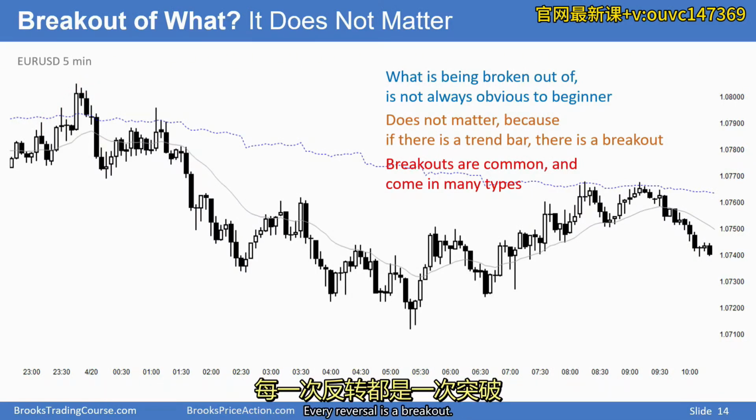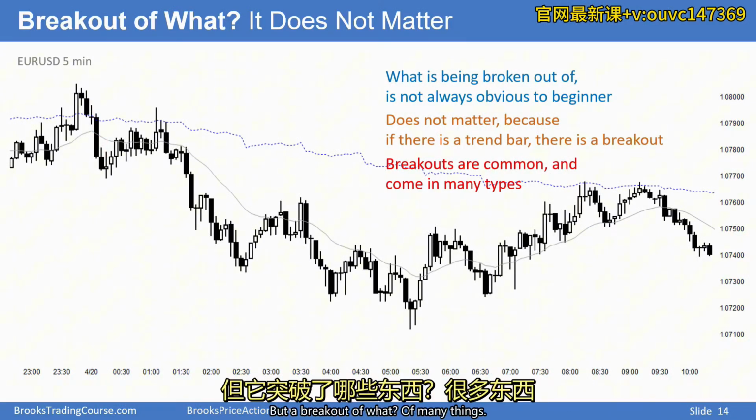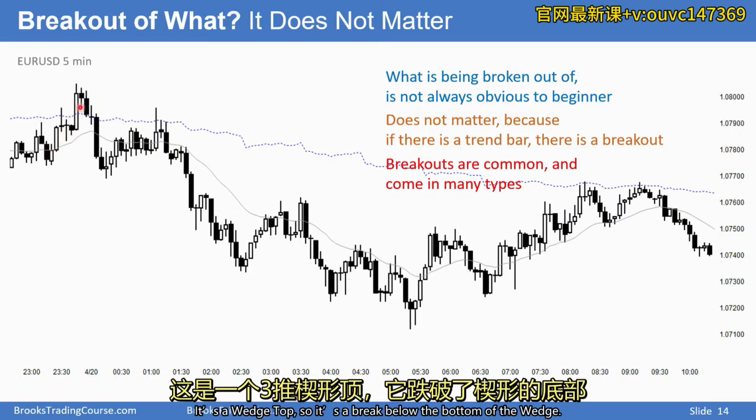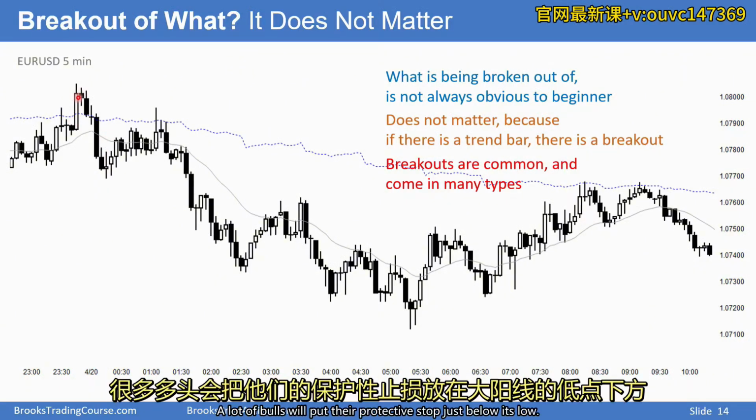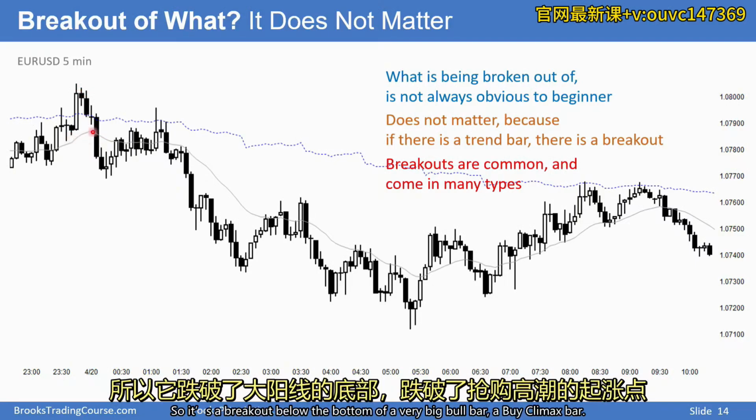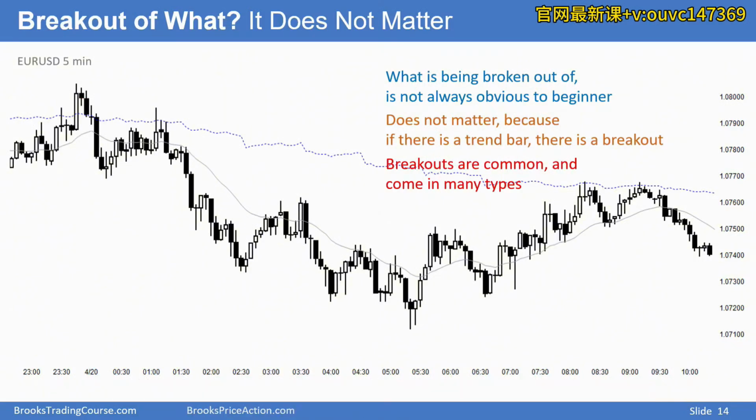It's a reversal. Every reversal is a breakout. And then this is clearly a breakout. But a breakout of what? Of many things. It's a wedge top, so it's a break below the bottom of the wedge. It's a break below the trend line. Here we have a very big bull bar. A lot of bulls will put their protective stop just below its low. So it's a breakout below the bottom of a very big bull bar, a biclimax bar.